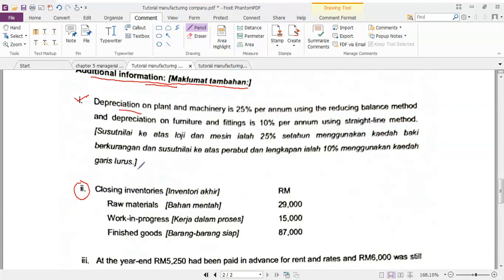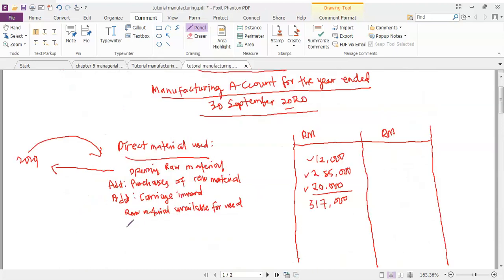Okay, so opening inventory we have at the top. Opening inventory for raw material, work in progress, and finished goods. Then at the additional information number 2, we have the closing inventory for raw material, work in process, and also finished goods. So we got the amount here. Raw material for closing is 29,000. So you should less with closing inventory, closing raw material.